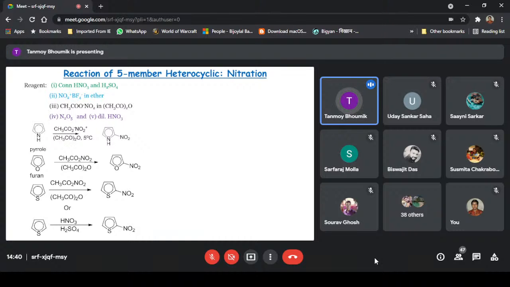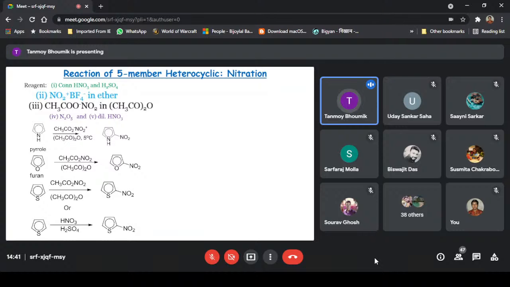So generally, what happens? With acetic anhydride and acetyl nitrate, at 5 degrees temperature, the proton at the side of this furan ring, the oxygen ring, is immediately substituted, and it can form a 2-nitrofuran type of compound. But in most of these cases, we generally discuss two types of reagent.